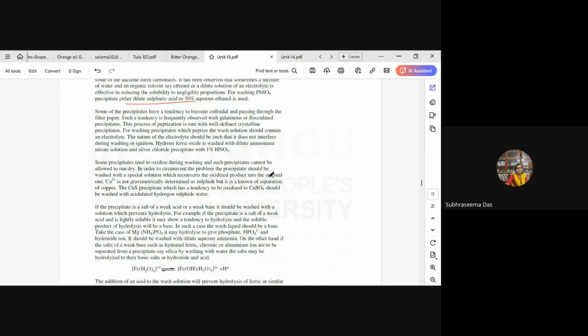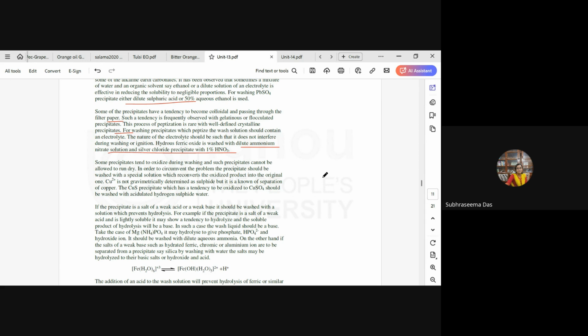Some of the precipitates have a tendency to become colloidal and pass through the filter paper. Such a tendency is observed with gelatinous precipitates. Now, the process of peptization is rare with well-defined crystalline precipitates. When washing precipitates which peptize, the wash solution should contain an electrolyte. For this process, hydrous ferric oxide is washed with dilute ammonium nitrate solution and silver chloride precipitate with 1% HNO3.